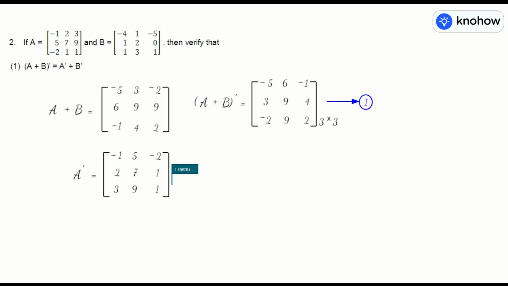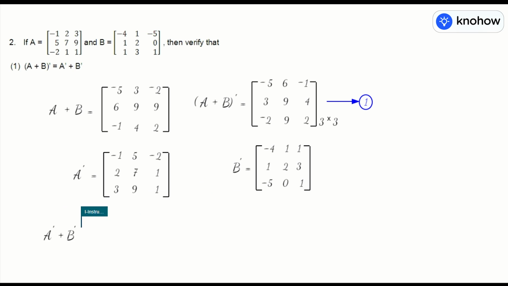Now let us also write here the transpose of matrix B. Again, write the elements of each row into a column. So you get B dash as negative 4, 1, negative 5, which we write in the first column; 1, 2, 0 in the second column; and 1, 3, 1 in the third column. Now once you get A dash and B dash separately, what is A dash plus B dash?